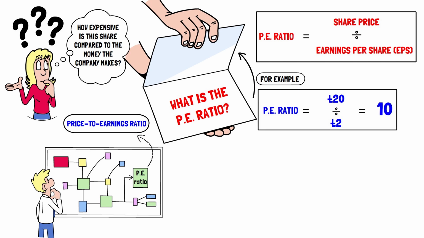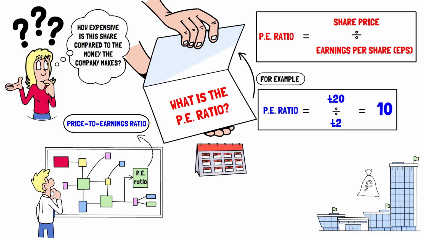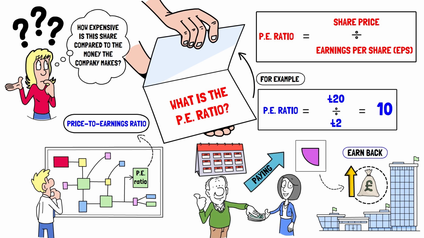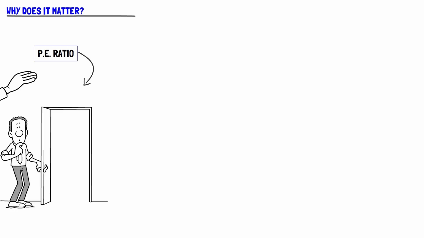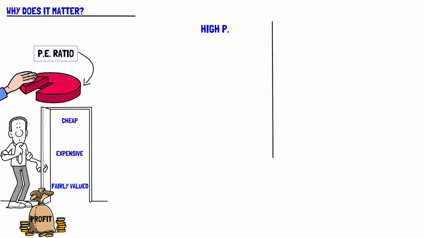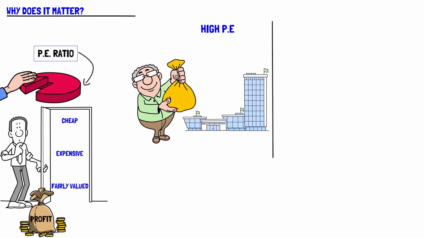In plain English, the PE ratio shows how many years it would take at the current level of earnings for the company to earn back the price you're paying for one share. Why does it matter? The PE ratio helps investors decide if a share looks cheap, expensive, or fairly valued compared to its profits. A high PE suggests investors are paying a lot for each pound of earnings.